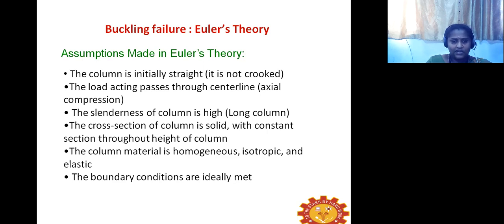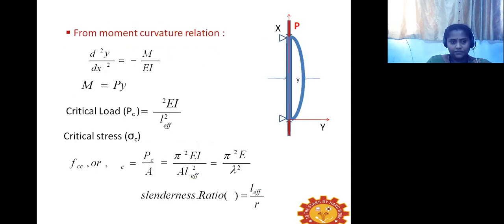And the next assumption is the column material is homogeneous, isotropic and elastic. And the last assumption is the boundary conditions are ideally met. Boundary conditions are ideal. These are the basic assumptions made in Euler's theory. Here comes the expression for slenderness ratio, which is the ratio of effective length to the least lateral dimension.